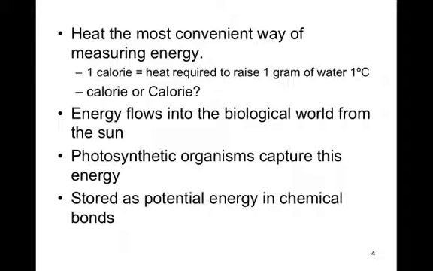Energy flows in the biological world from the sun. Photosynthetic organisms capture the sun's energy and store it in molecules based on carbon. So now we have energy stored as potential energy in the chemical bonds of these carbon-based molecules. And then the cow eats the grass and the energy is transferred into the cow. Some of it will be used to make the cow larger and stronger, but the majority of it will be burned by the cow himself during his lifetime.